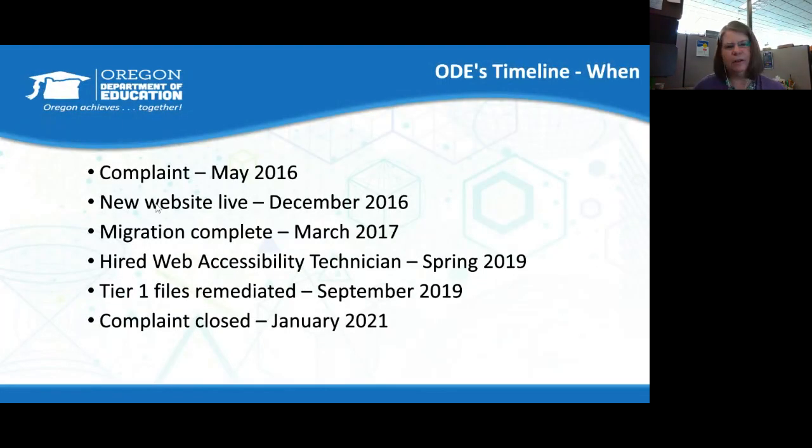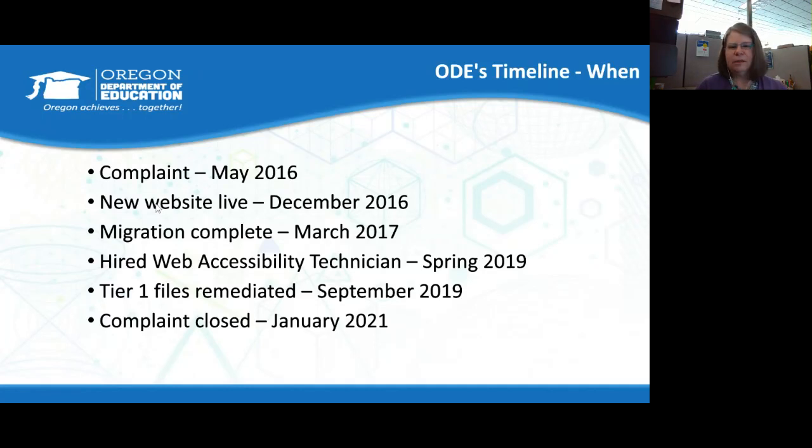So here's a little bit about our timeline. Our original complaint was in May 2016. And one of the things that we did immediately is we set up a new website. The old website we were using was pretty much, if you're familiar with ODE's website, how in the world could you make it accessible? It was really impossible. So we brought up a new website. It's built on a classic SharePoint backend. So that's our backend, and our migration from the old website to the new website was complete in March.